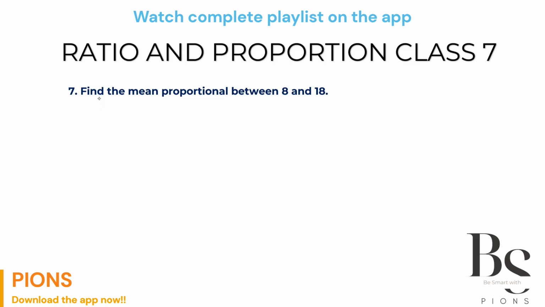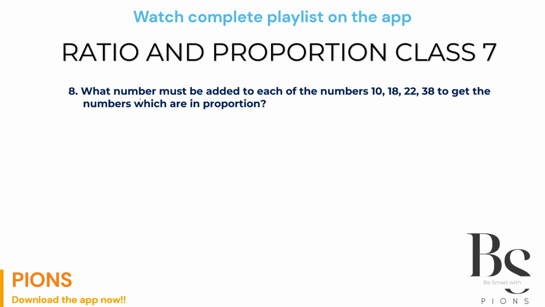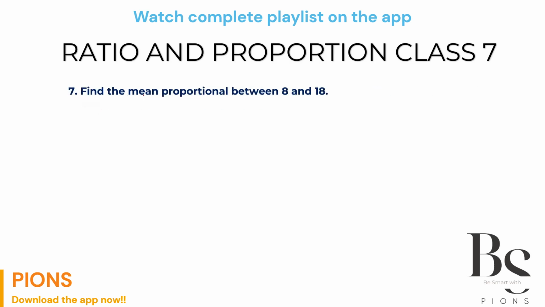Question number 7 says find the mean proportional between 8 and 18. Mean proportional. Now be very careful. What is a mean proportional? Let's see. So that is different from continued proportion or third proportional. Mean proportional will be 8 is to x in proportion with x is to 18. Be very careful. This is called mean proportional, the middle terms.